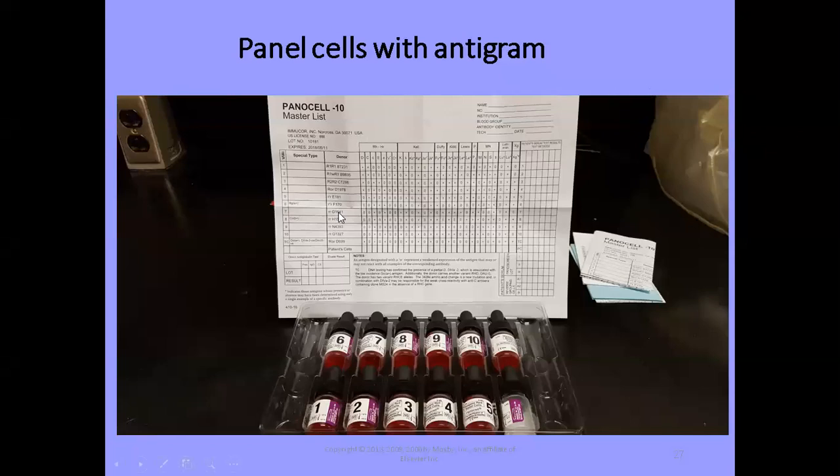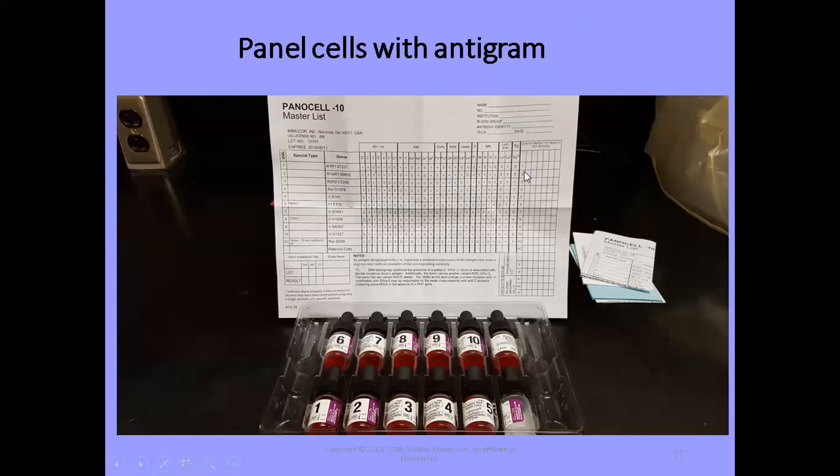So this slide you've seen before from lectures 2 and 3, but this is a picture I took once again in the good old days, 2018, when we were able to have lab. But here we see some panel cells. And so there's basically 10 panel cells, and this one is usually called test cell, TC. And we see the antigram that goes along with each one of the cells.